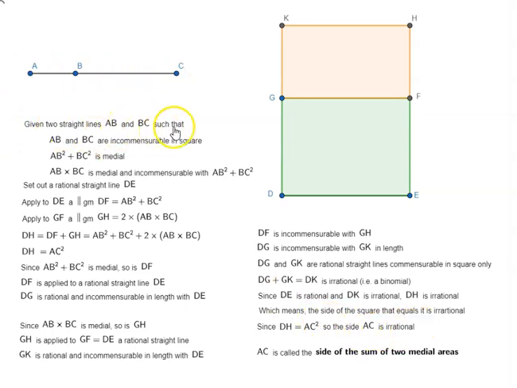Given AB and BC such that AB and BC are incommensurable in square, AB square plus BC square is medial, and AB by BC is medial and incommensurable with AB square plus BC square. So that is proposition number 41 of book 10 of Euclid's Elements.